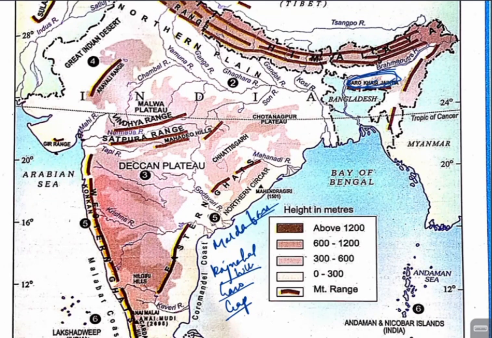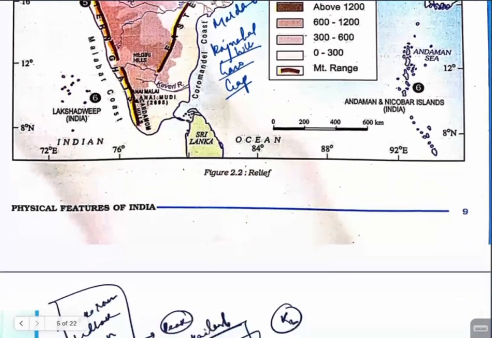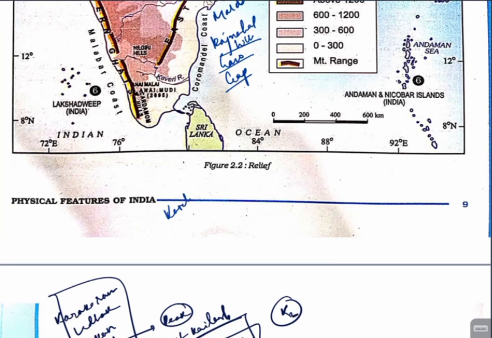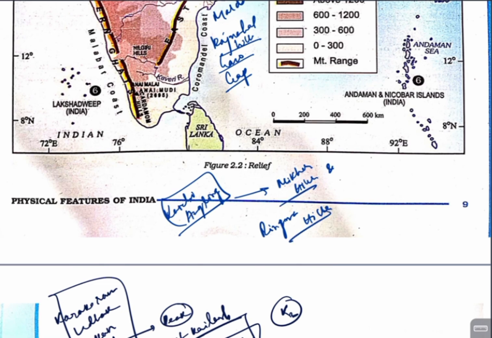The Karbi Anglong Plateau is the second part of the northeastern plateau. It mainly comprises two hills, the Mikir Hills and the Rengma Hills.